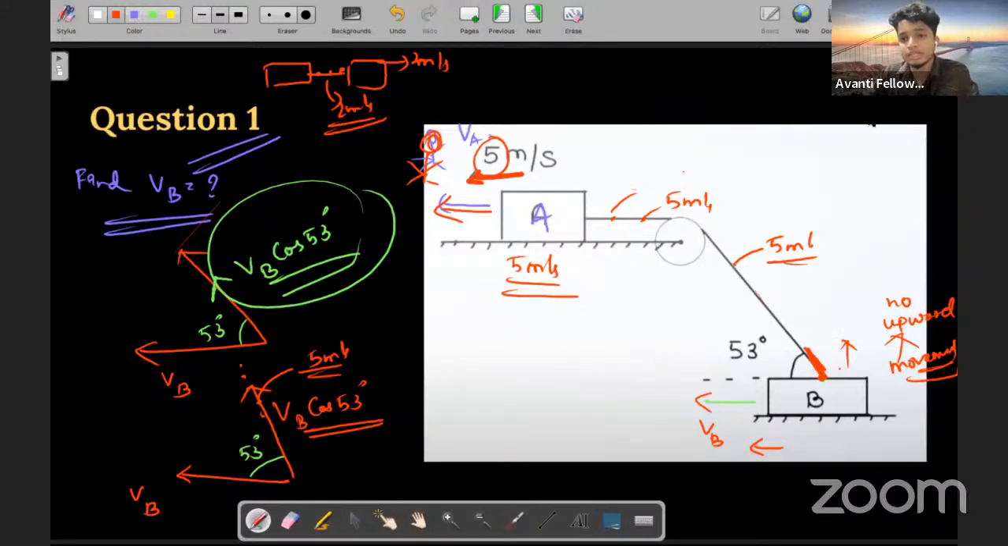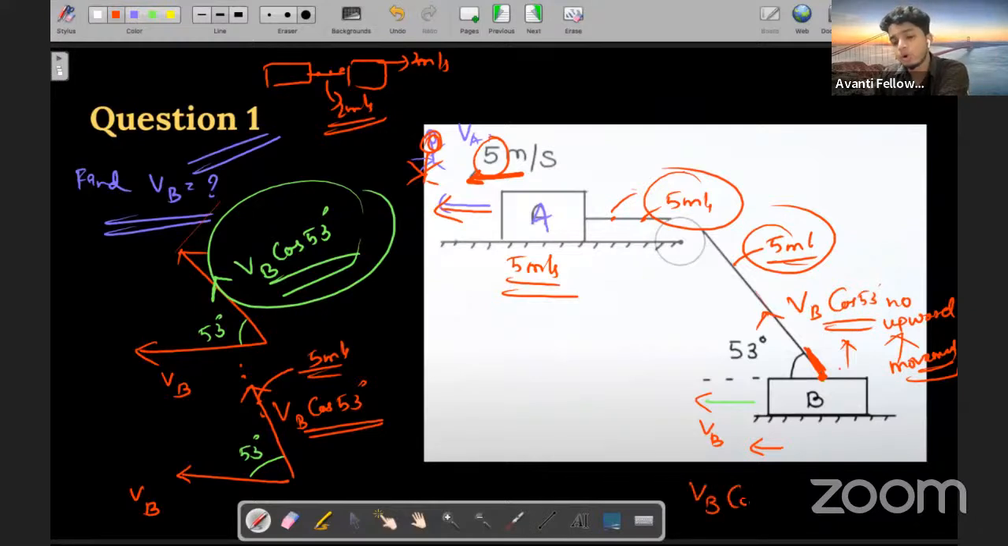So for that reason, there are two things. One is 5 meters per second, and one is this component, VB cos 53 degrees. If that is the case, students, then we need to write VB cos 53 degrees is equal to 5. Is it good? Is it good, students? Let me know.